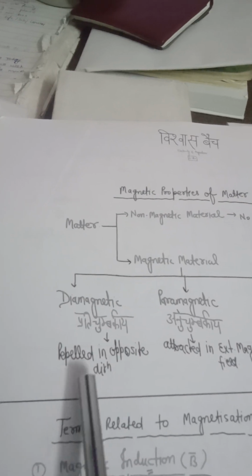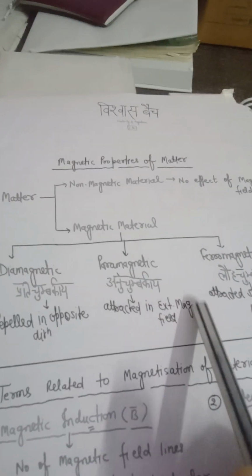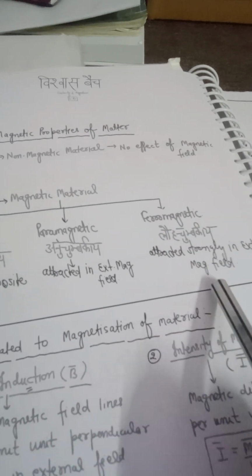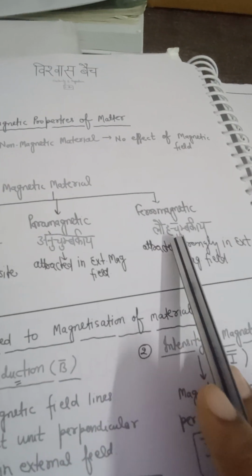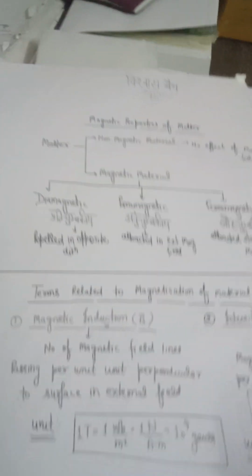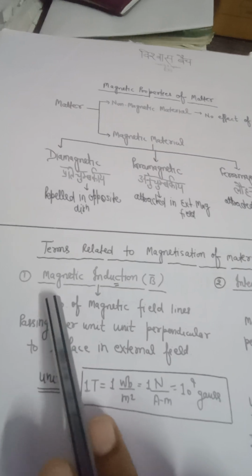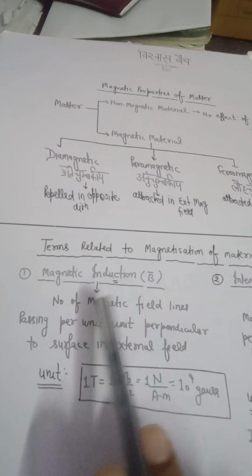Diamagnetic materials are repelled in the opposite direction, paramagnetic materials are attracted in an external field, and ferromagnetic materials are attracted strongly in a magnetic field. Now the terms related to the magnetization of a material. First of all, we will discuss magnetic induction.